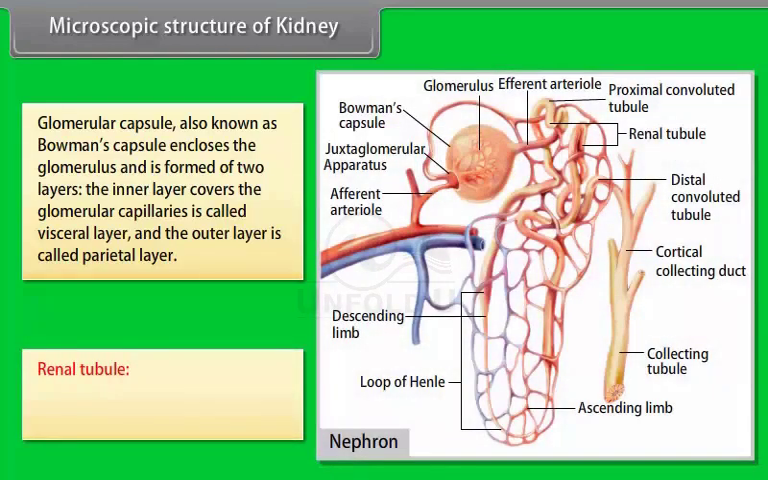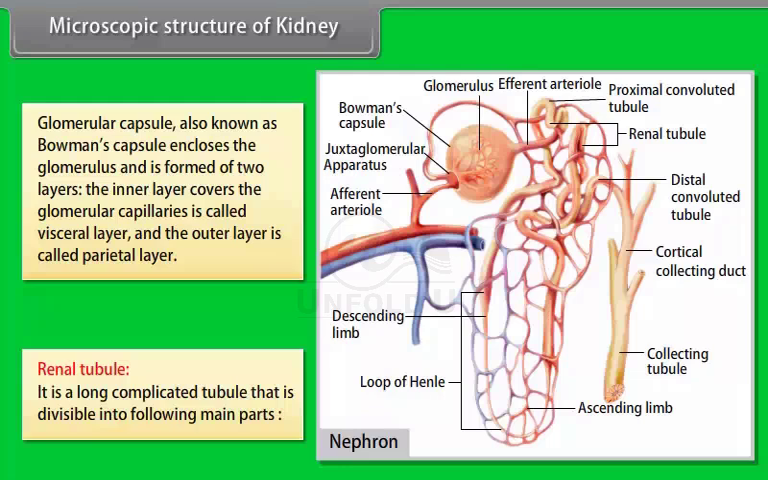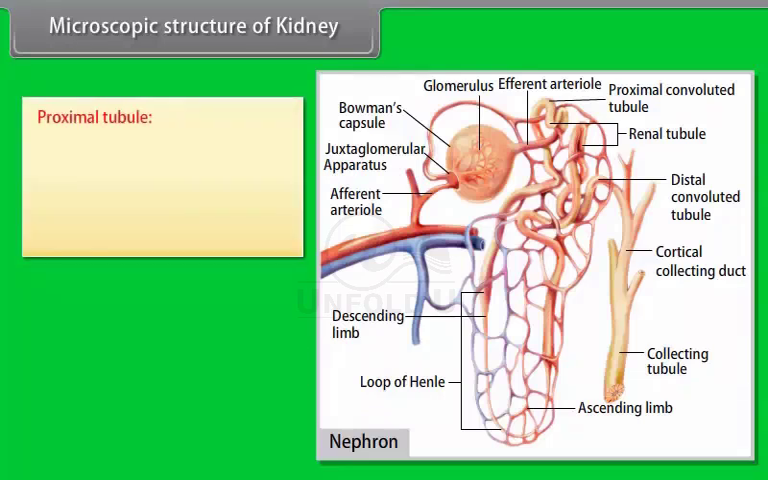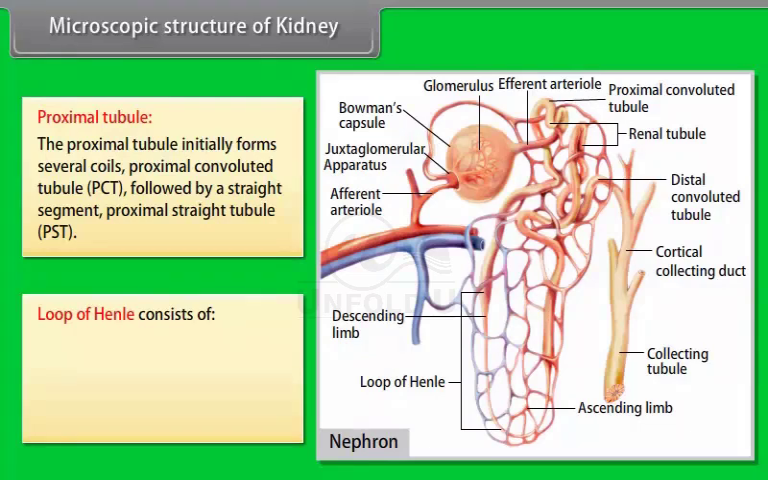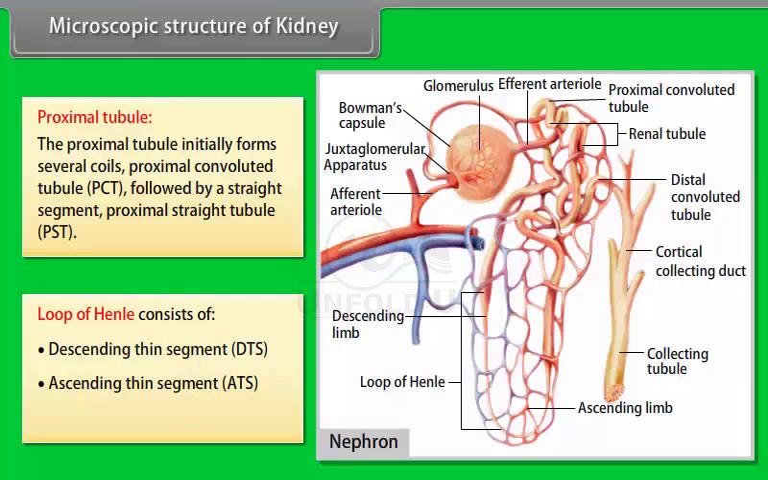Renal tubule. It is a long complicated tubule that is divisible into the following main parts. Proximal tubule. The proximal tubule initially forms several coils, proximal convoluted tubules PCT, followed by a straight segment, proximal straight tubule PST. Loop of Henle consists of descending thin segment, ascending thin segment and thick ascending limb.